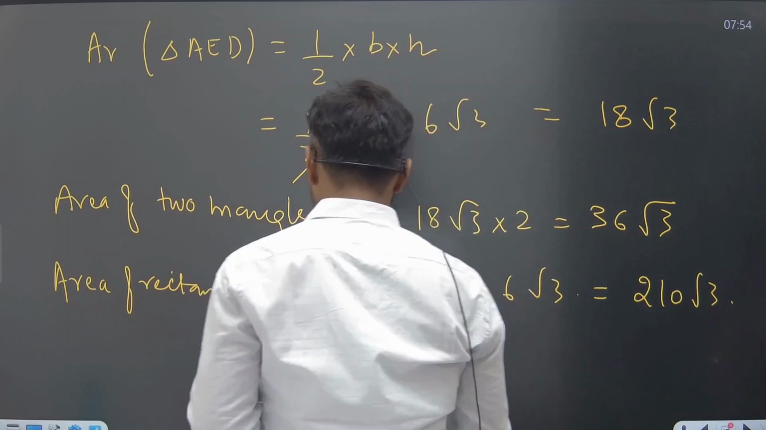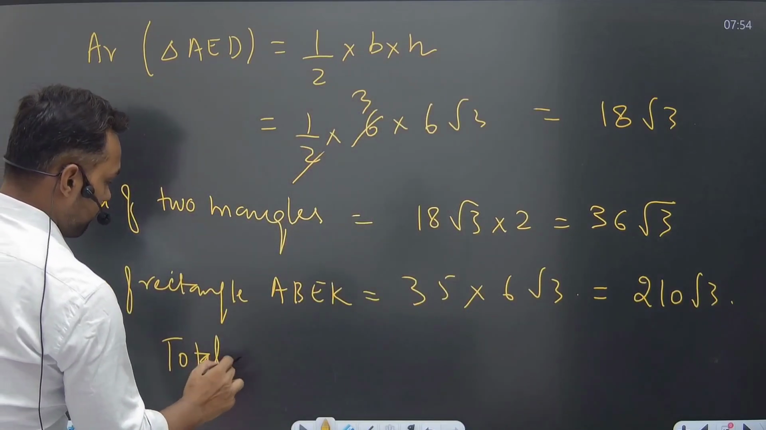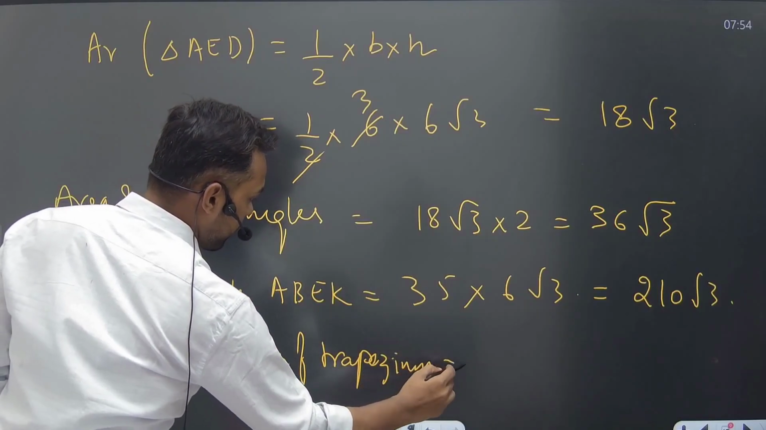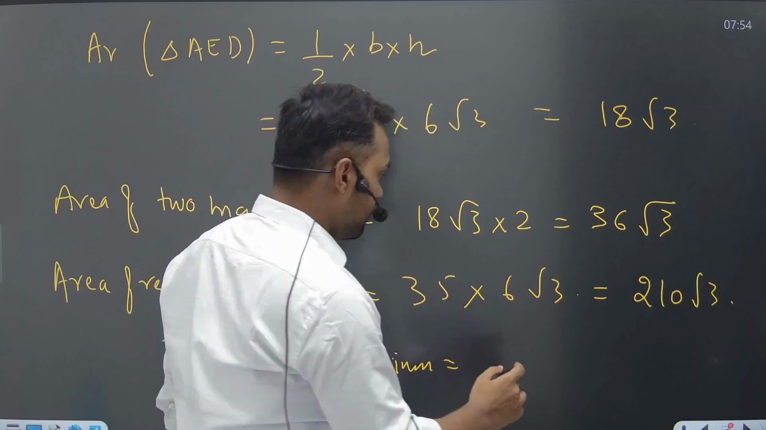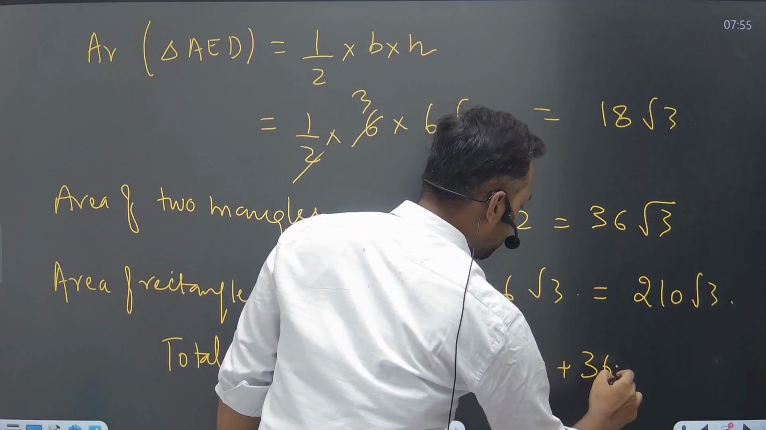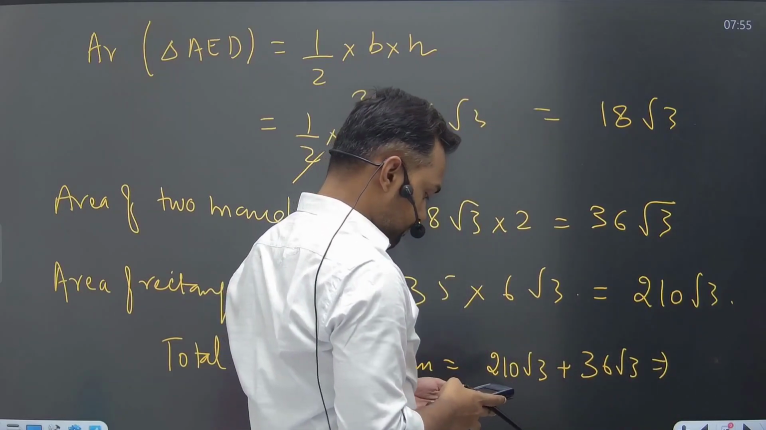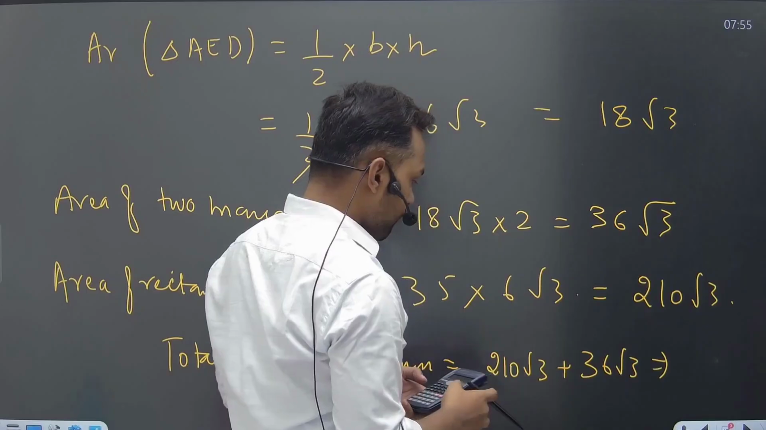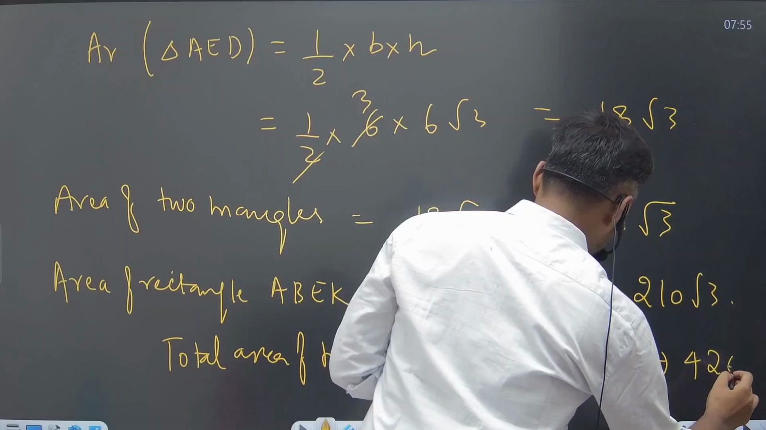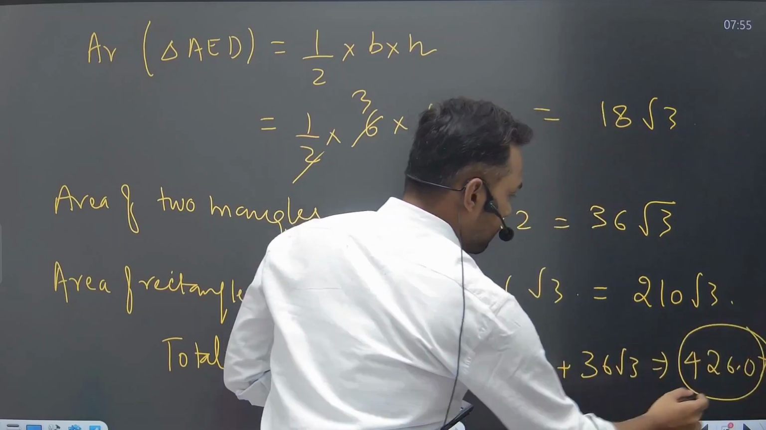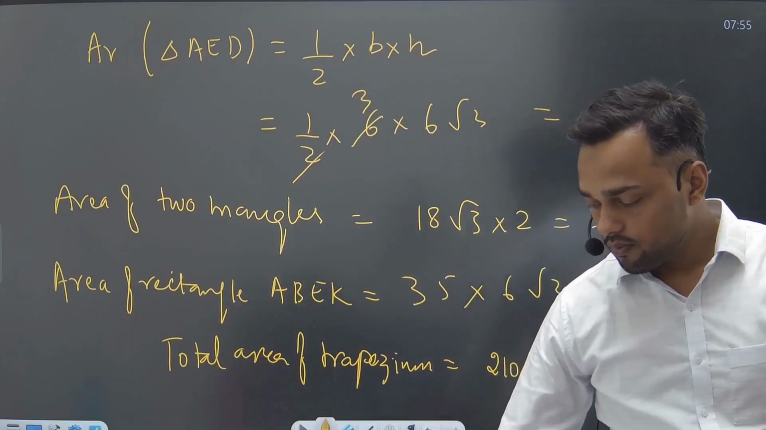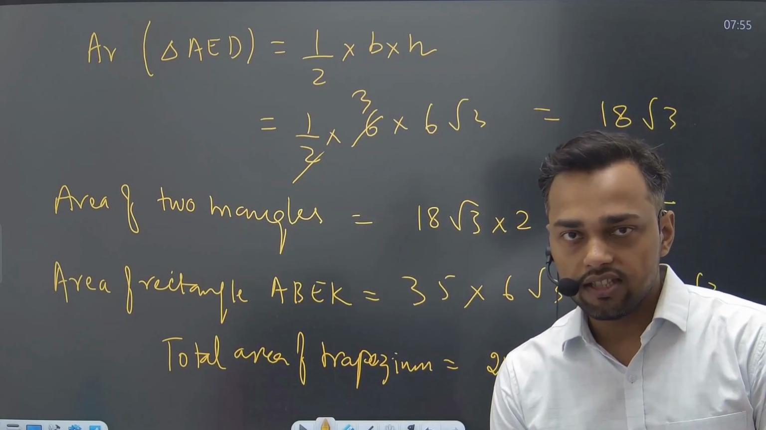Okay, so the total area of a trapezium will be given by the area of the rectangle and the area of two triangles, that is 210 root 3 plus the area of two triangles, which we have calculated as 36 root 3. So you will get the value as 246 root 3, that is equal to 426.07. What we did here is we substituted the value of root 3 as 1.732.